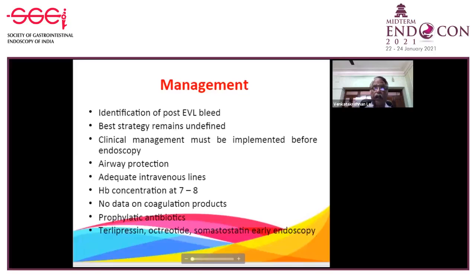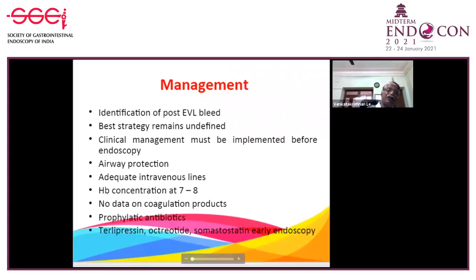We still don't have data on whether FFP or platelets have to be given, except from one group from France, which said they regularly give them if the prothrombin index is low or the platelet count is less than 50. Prophylactic antibiotics, such as IV ceftriaxone, need to be given to these patients.